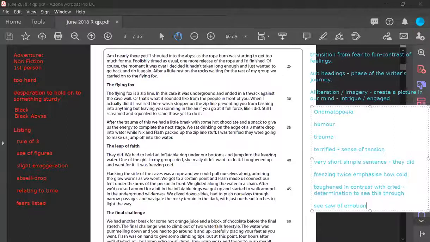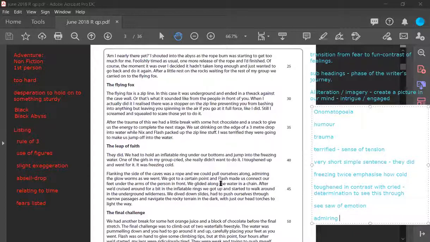So over here now, again, we are going to see how beautiful this was and how she was enjoying it. Flanking the side of the cave was a rope, and we could pull ourselves along. So when they fell into the water, they went to the sides of the caves, and there were ropes hanging there. So they pulled themselves up on those ropes. And as they were doing it, they saw glow worms. Why is the word admiring used here? Because it talks about beauty. It talks about how beautiful they looked. So the word admiring over here helps us to understand that they saw something beautiful and they were enjoying this.